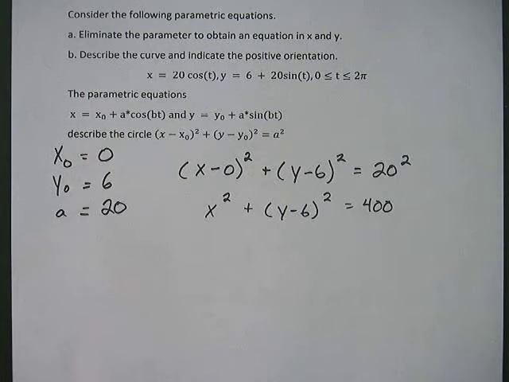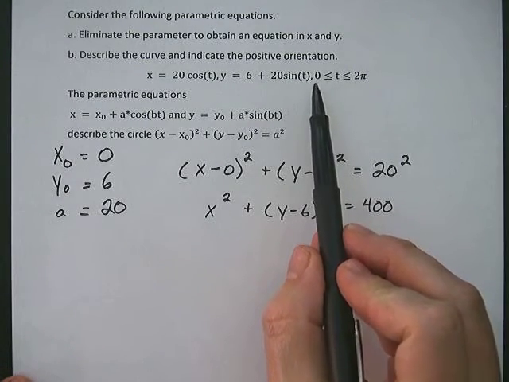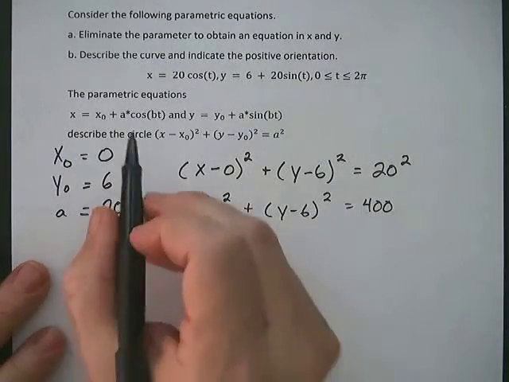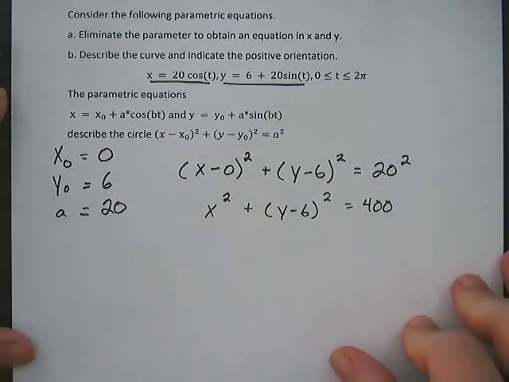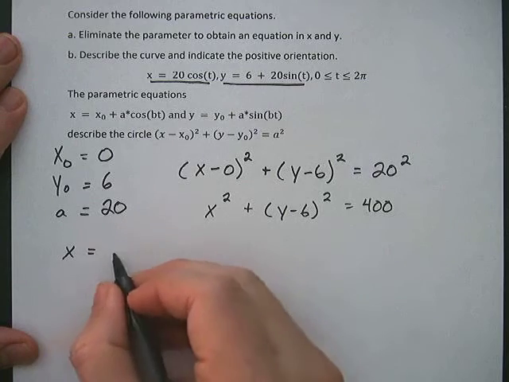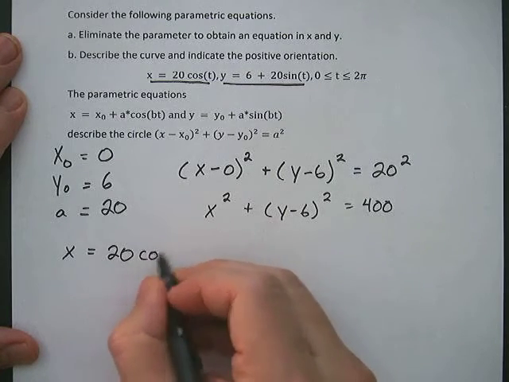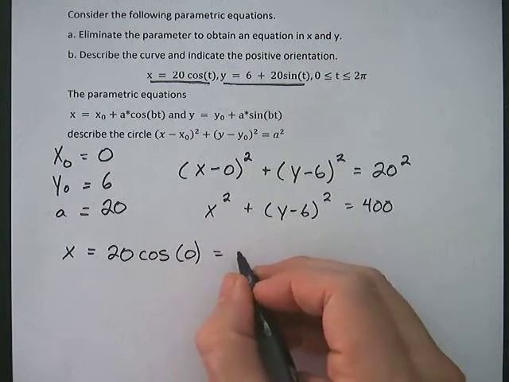Now it wants us to describe the curve and indicate the positive orientation. In order to do that, the first thing that we want to do is determine the starting point, and we're going to substitute the first value in the interval into the x and the y in these equations right here. Then we're also going to plug in a 2 pi. But first, we've got x is equal to 20 cosine of 0. Now cosine of 0 is equal to 1, so that's 20.